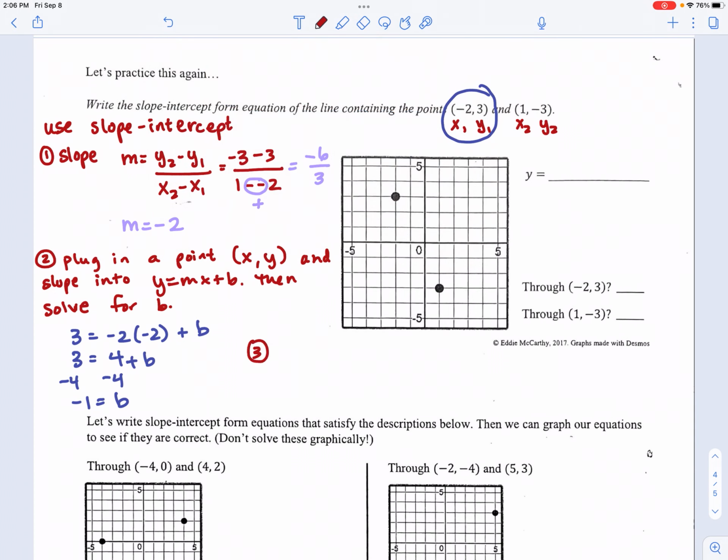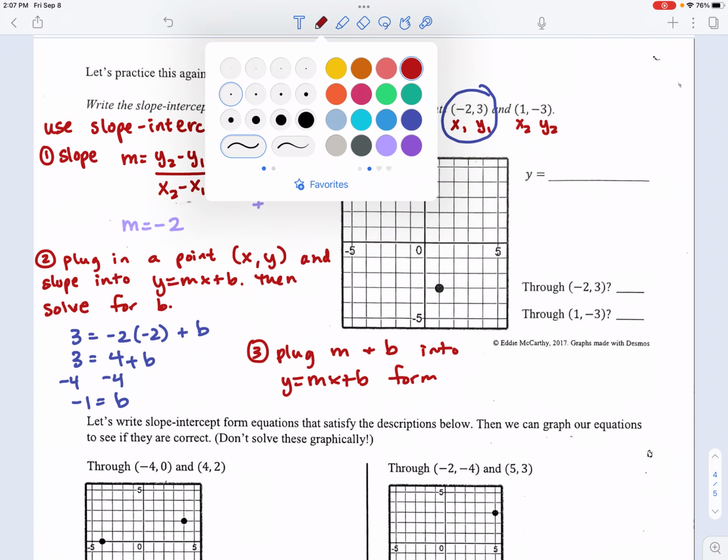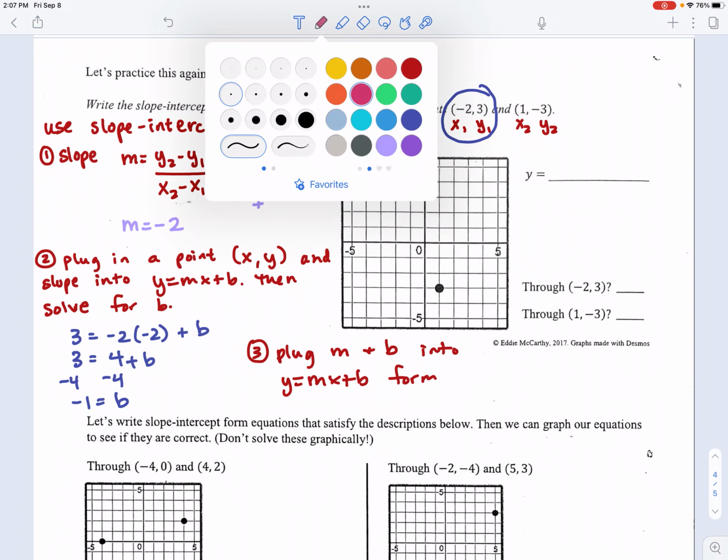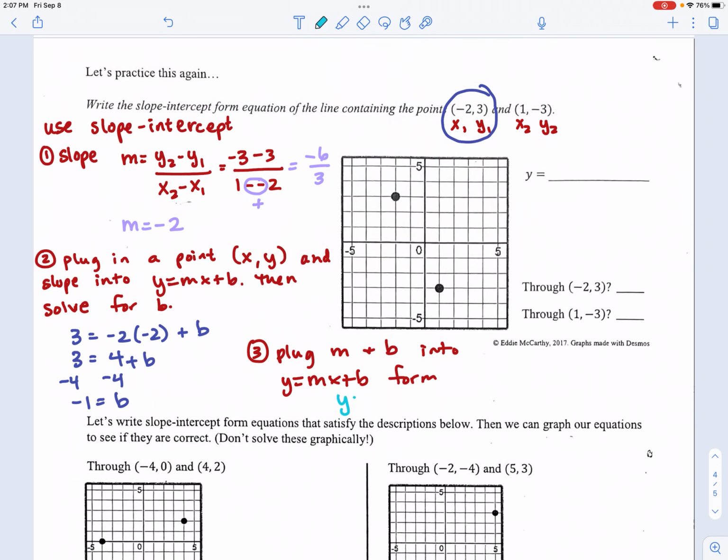So our last step, step 3, we plug our slope and our b, our y-intercept, into our y equals mx plus b form. So that gives me y equals our slope of -2, x minus 1.